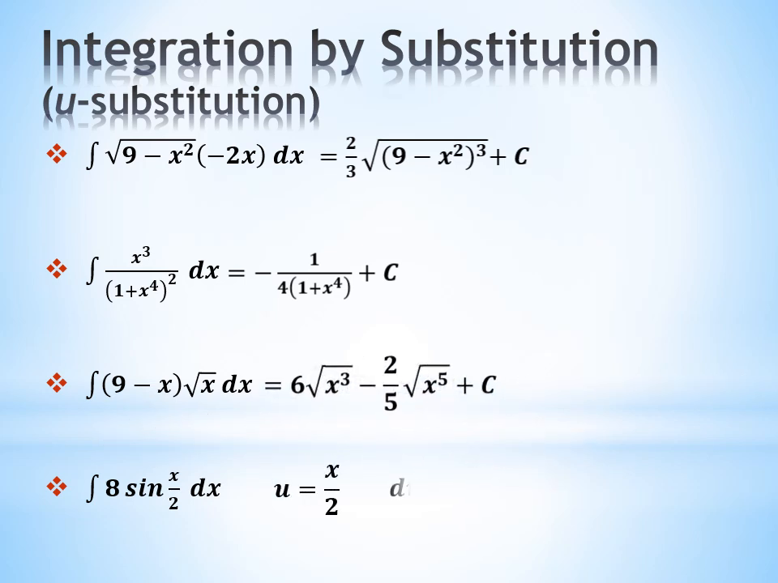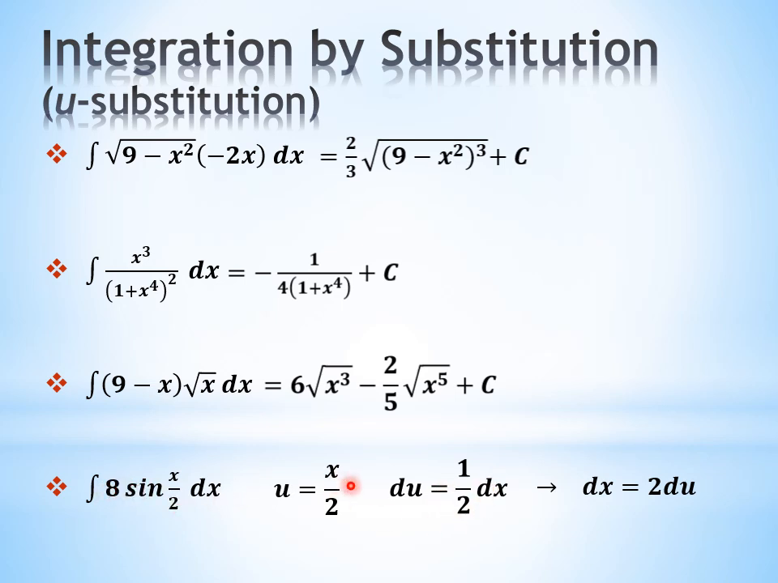All right, last example here, I have x divided by 2. That's going to be part of the sine function. So x over 2 is going to be our u, and then 1/2 dx is going to be our du, but I don't have a 1/2. I actually have an 8, so I kind of have to manipulate this a little bit.